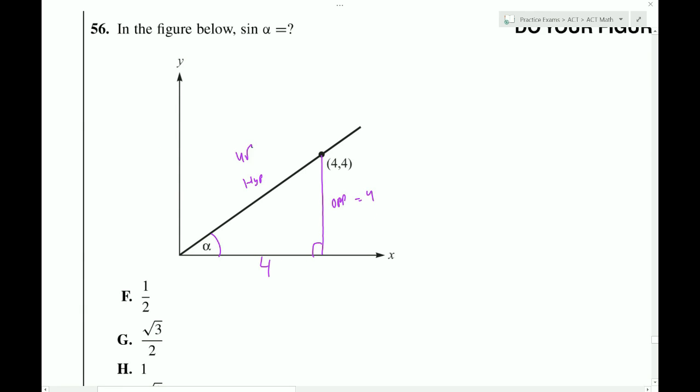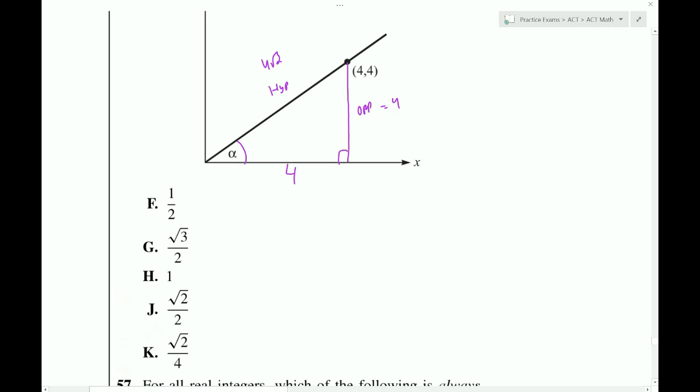And then this would have to be 4 radical 2, because you have a sort of a square here with 4 and 4, right? So it's a 45, 45, 90 triangle. So it's x, x, x rad 2 is the ratio of sides. If you didn't know that, you can use the Pythagorean theorem with these two and find the third side.